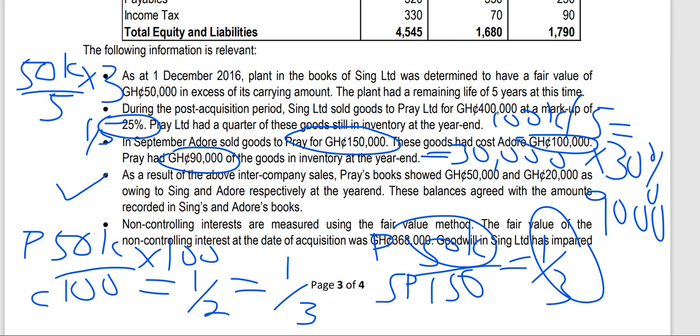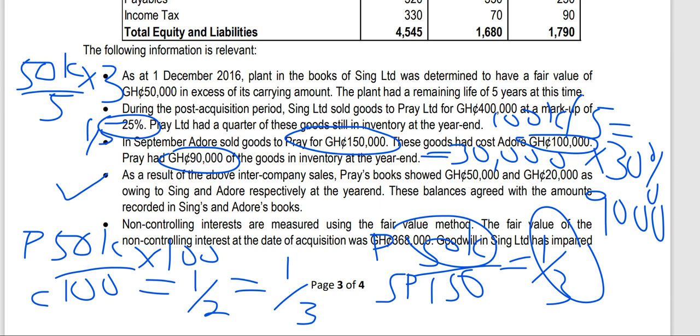So look at the trickiness of this. You've been given intra-group balances between parent and subsidiary and parent and associate. Parent and subsidiary are group members, so eliminate, but the associate is not a group member. So the balance must not be eliminated. Non-controlling interest is measured at fair value, and the fair value of the non-controlling interest at the date of acquisition was 368.